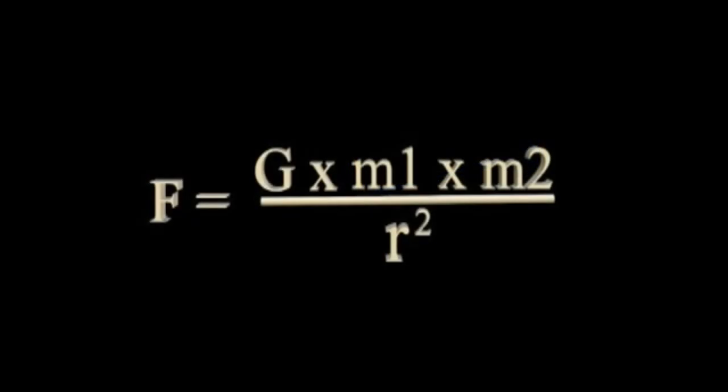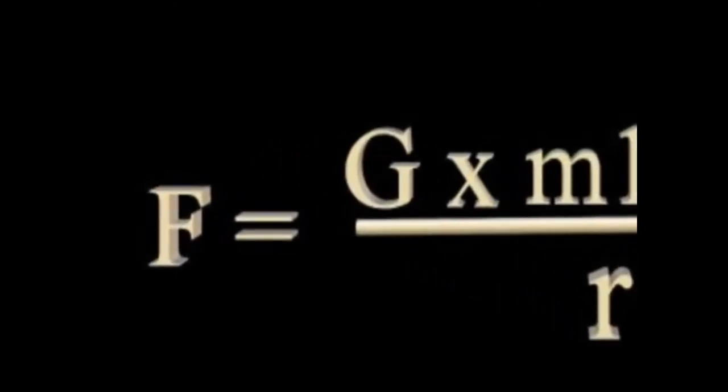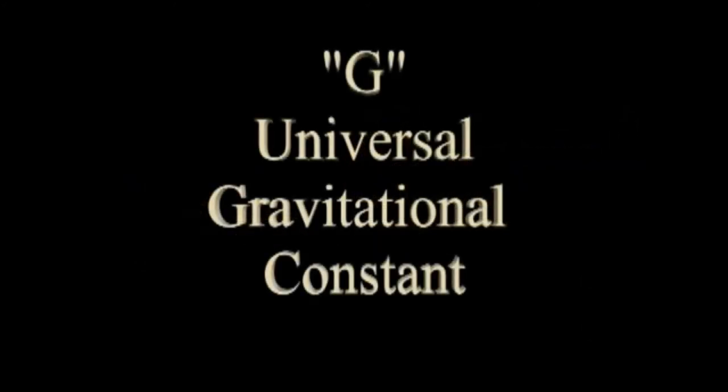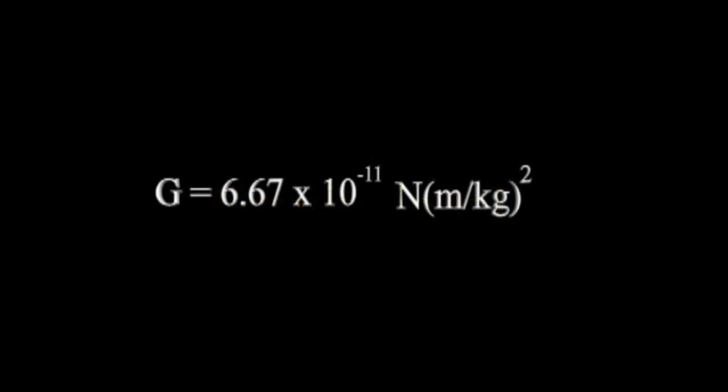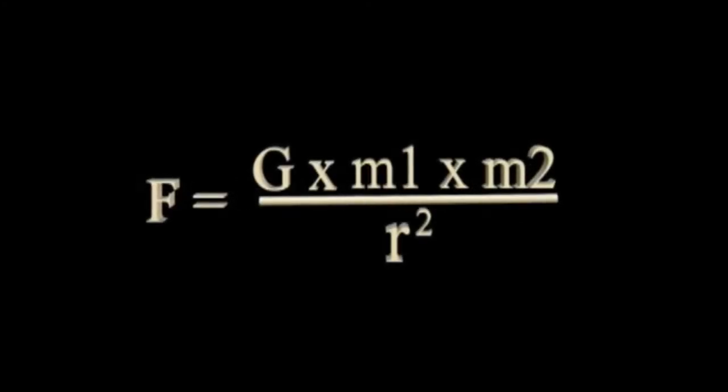F equals G times M1 times M2 divided by R squared. This is similar to Newton's statement, but notice we now have a capital G in the formula and an equal sign. The capital letter G represents the universal gravitational constant. Cavendish's work was essential to determining G. G represents this number, 6.67 times 10 to the minus 11th, and it completes Newton's formula. We can now determine the mass of the Earth.